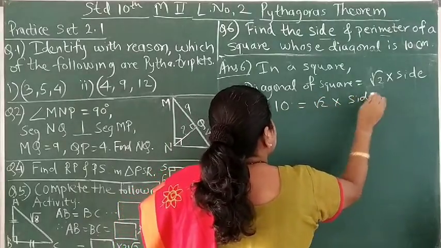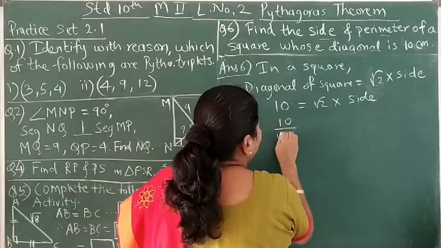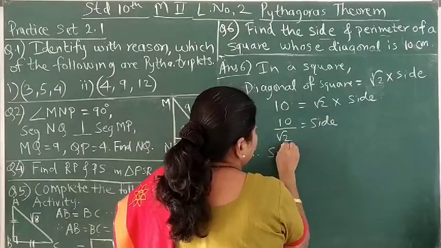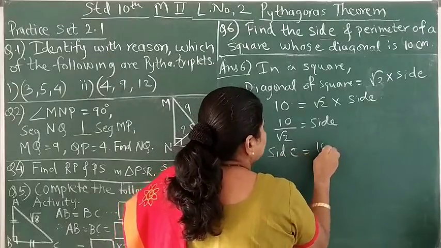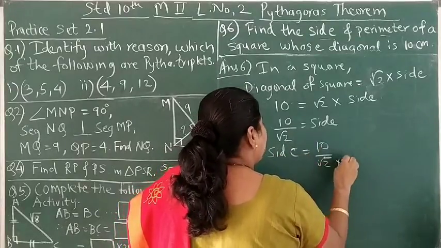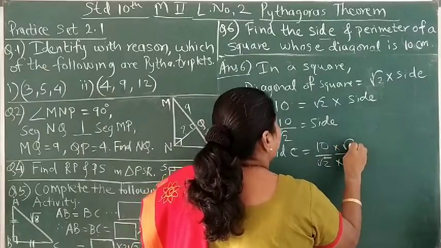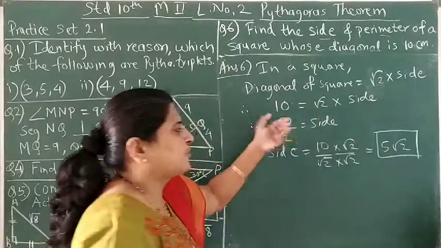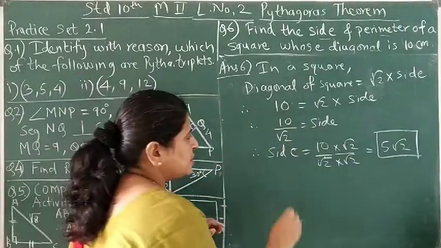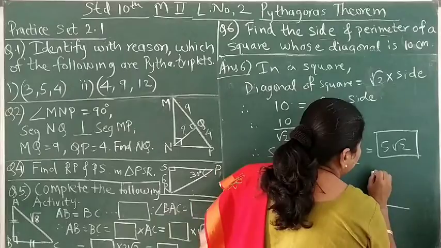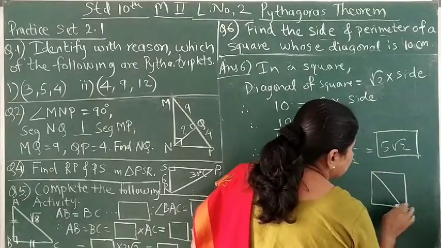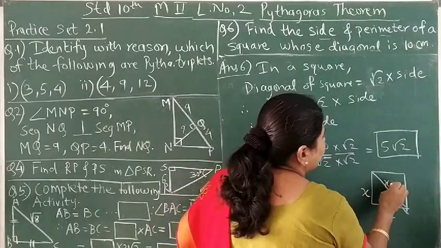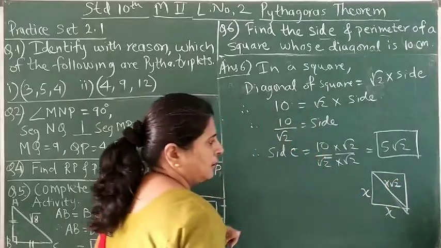So what is your side? Therefore side is equal to 10 upon root 2, and multiplying both by root 2, we get 5 times root 2, which we have solved before. And of course once you get the side you can find the perimeter. So it's very easy to remember the formula: suppose this is your square and this side is x, then side into root 2, x root 2, is your diagonal.